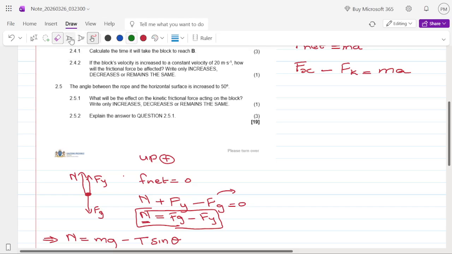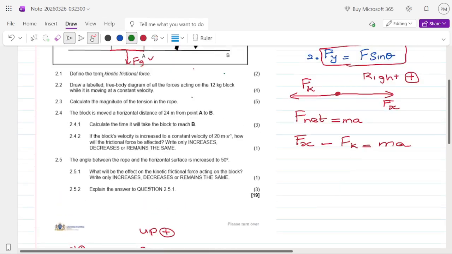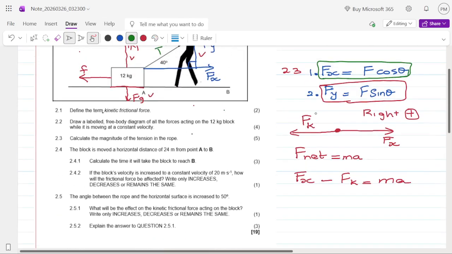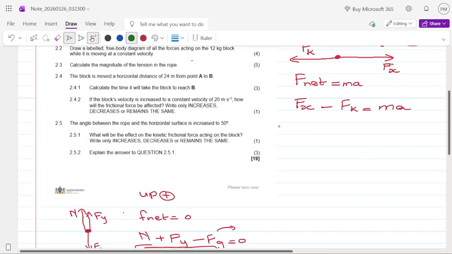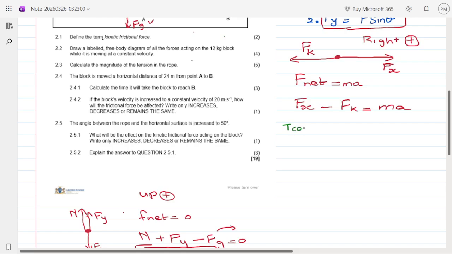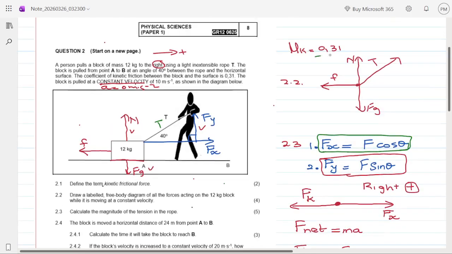So we're going to say Fx, we know that is the horizontal component, which equals F cos theta. So this will be T cos theta minus Fk, which is uk times the normal force. This equals ma, we're just going to leave that for now, then we'll substitute that. So this will be T cos 40 degrees minus the kinetic friction, which was given as what?